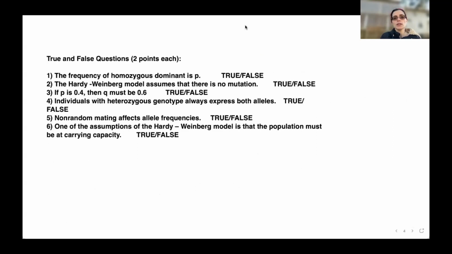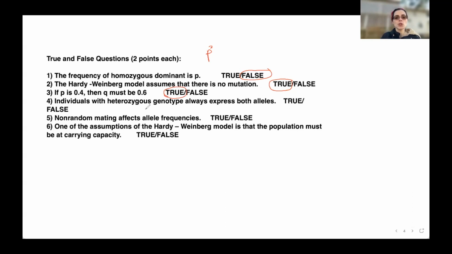So the first one, the frequency of homozygous dominant is p. Well, we know that the frequency of homozygous dominant is p squared, so that is false. The Hardy-Weinberg model assumes that there is no mutation. This is true because mutations change genes, so we're assuming that there is no mutation. If p is 0.4, then q must be 0.6, because p and q add up to 1, so that is true.